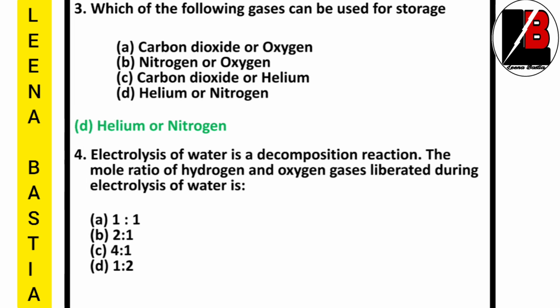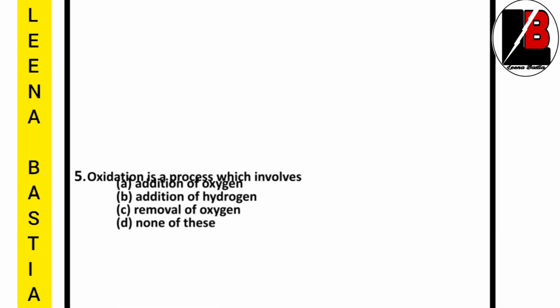Let us see question number 4, what it is saying. Electrolysis of water is a decomposition reaction. The mole ratio of hydrogen and oxygen gases liberated during electrolysis of water is: option A says 1 is to 1, option B 2 is to 1, option C 4 is to 1, D 1 is to 2. It's a very easy and common question. So the answer is clearly option B, that is 2 is to 1. Let us see the next question.